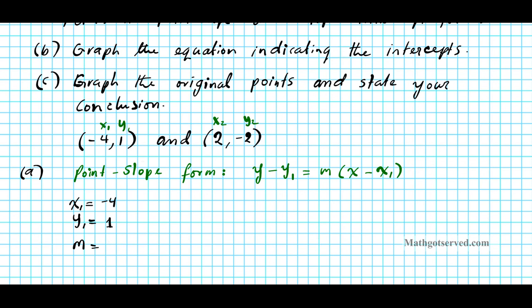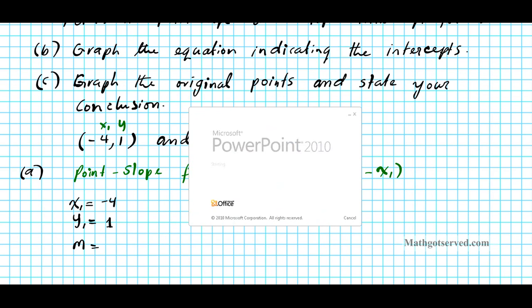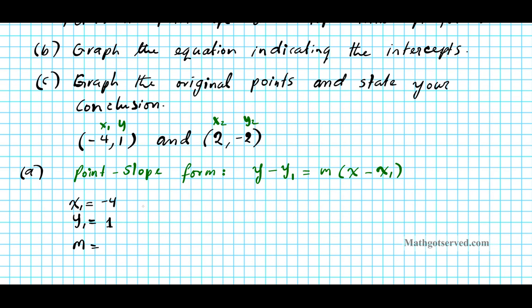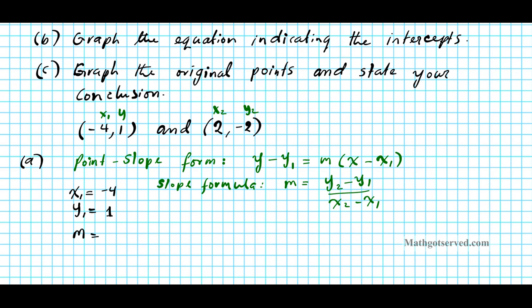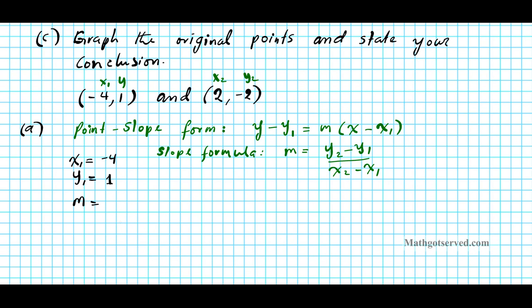So in order to find m, we need another formula. We need the slope formula. So what is the slope formula? Let's see. The slope formula is m equals y2 minus y1 over x2 minus x1. So that's what we need to employ to determine what the slope is. Alright, so let's use that to find m. y2 is -2 minus y1, which is 1, over x2, which is 2, minus x1, -4.